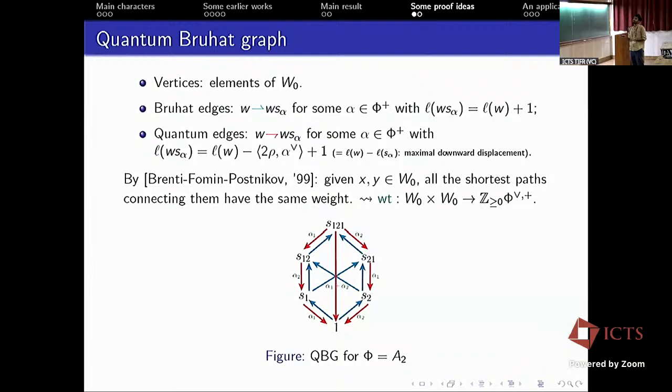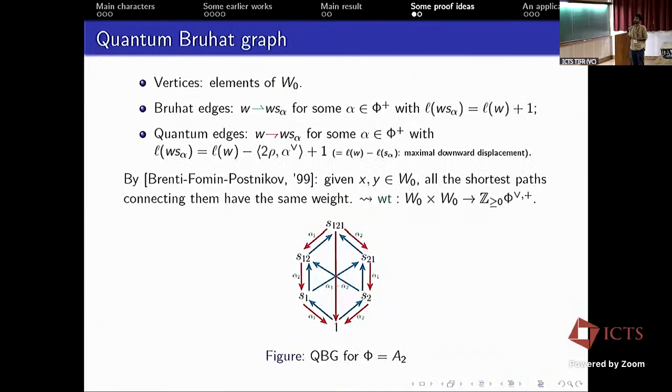Okay. So it was shown by some earlier work of Postnikov with his collaborators that this is a connected graph. You can go from any element to another, right? And you can have multiple ways to do so. But it turns out that all the shortest paths connecting them have the same weight. So here the weight of a path is just the sum of the weights that appear along the edges. So that gives you a weight function that takes as input a tuple of elements in the finite Weyl group, and it outputs some positive combination of coroots.